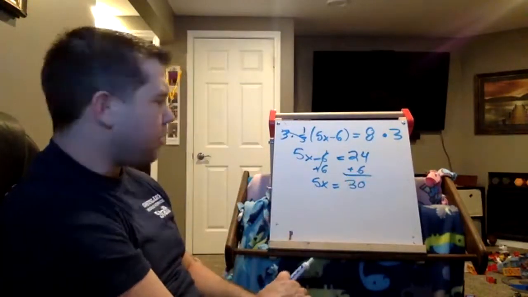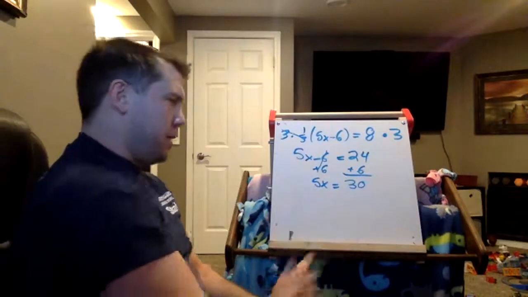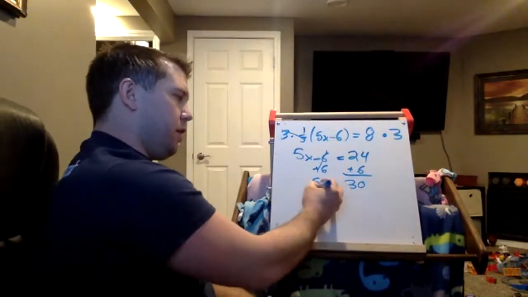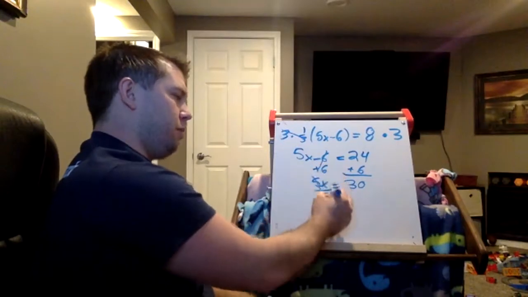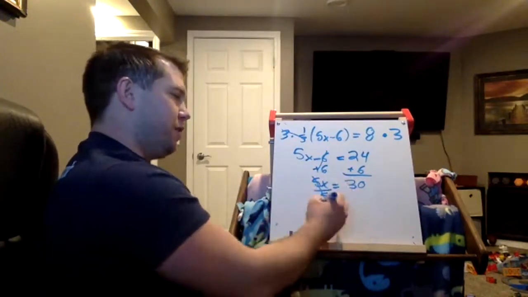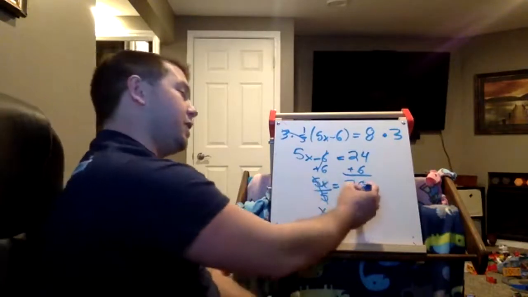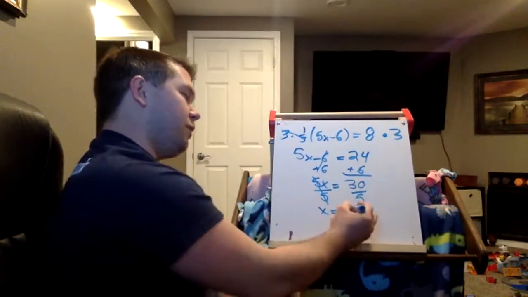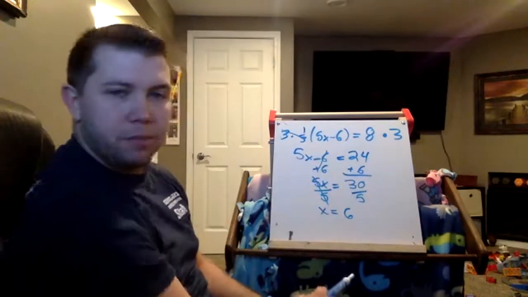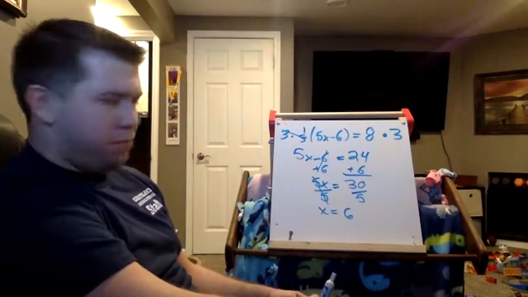Okay, and now it's just back to basics. I'm multiplying by 5, so I do the inverse operation. I divide by 5. Now x is by itself. That's the goal. But again, what you do to this side, you've got to do to that side, right? You've got to keep it fair. Got to keep it even. And x ends up equaling 6. Okay, so that's how that problem works.